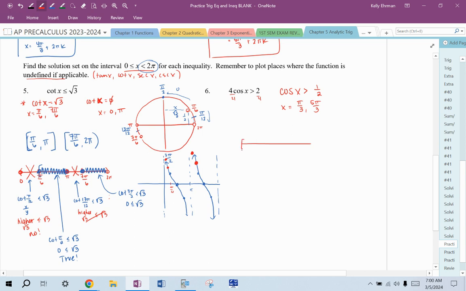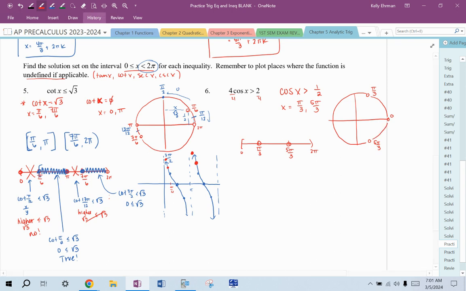So our number line still starts at 0. I'll mark off pi over 3 with an open circle because this is greater than. 5 pi over 3 is somewhere over here, open, and 2 pi is where we end. I'm still going to do a unit circle to help me correctly pick my angles in between. I just think that's a nice visual. So 0, pi over 3, 5 pi over 3. So we have a lot of freedom in here to pick values in between what we have marked off.